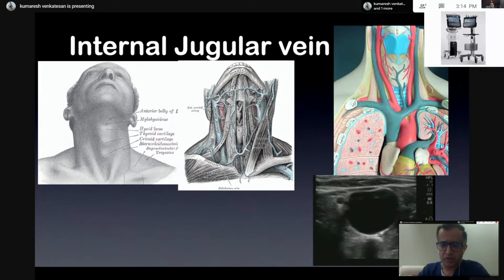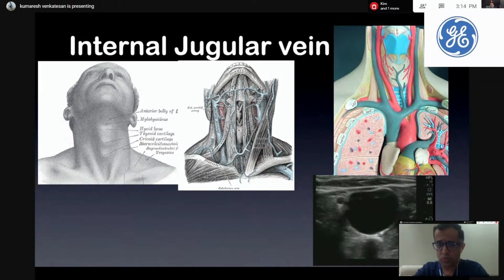The relationship of the vein to the artery changes along the course of the vessel, and the procedurists have to bear that in mind when planning to perform the procedure, in order to carry it out safely.